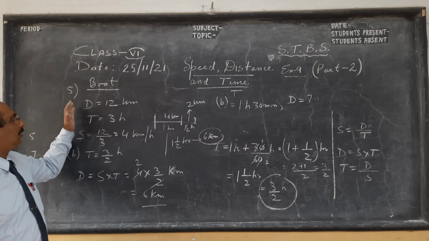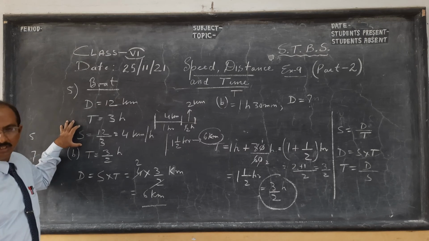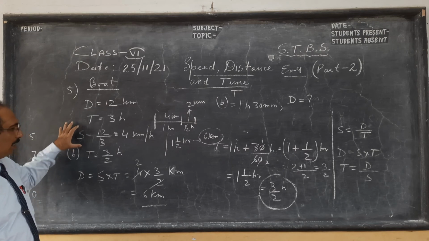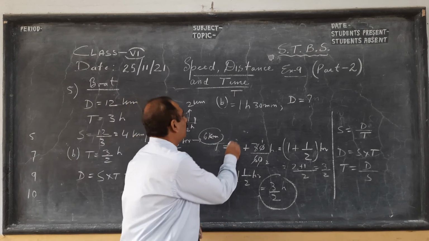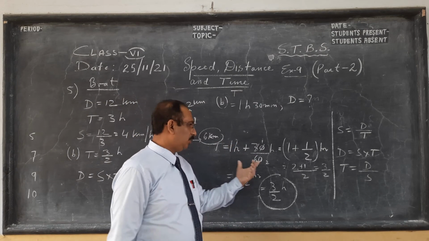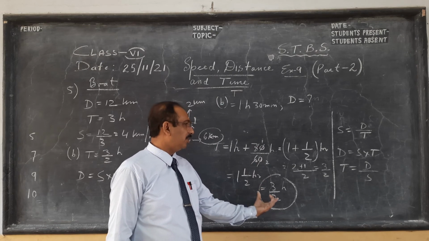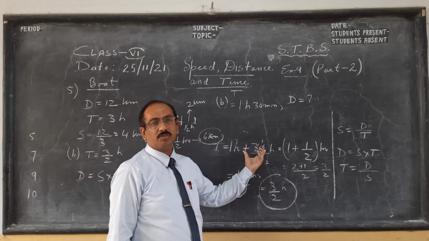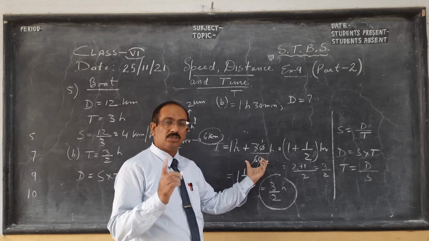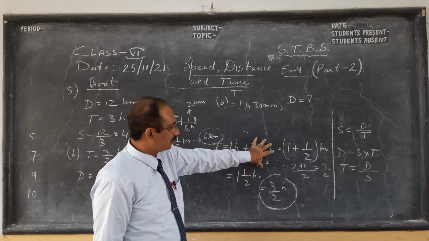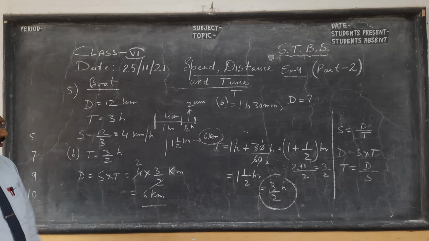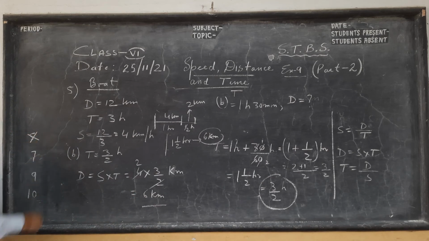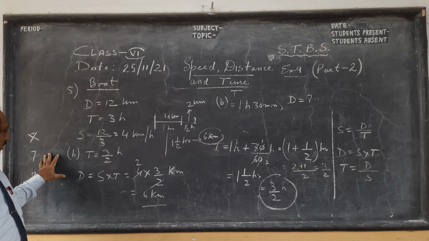Once more, with distance and time we get the speed for both parts of the question, and in the second part of the question time is given 1 hour 30 minutes. We convert 1 hour 30 minutes into hour. So this is 1.5 hour or 3 by 2 hour. How you convert minute into hour? Divided by 60, because 1 hour has 60 minutes. So this is important, children. And then simply we use distance as speed into time and we get 6 kilometers. So this is how we do question number 5.